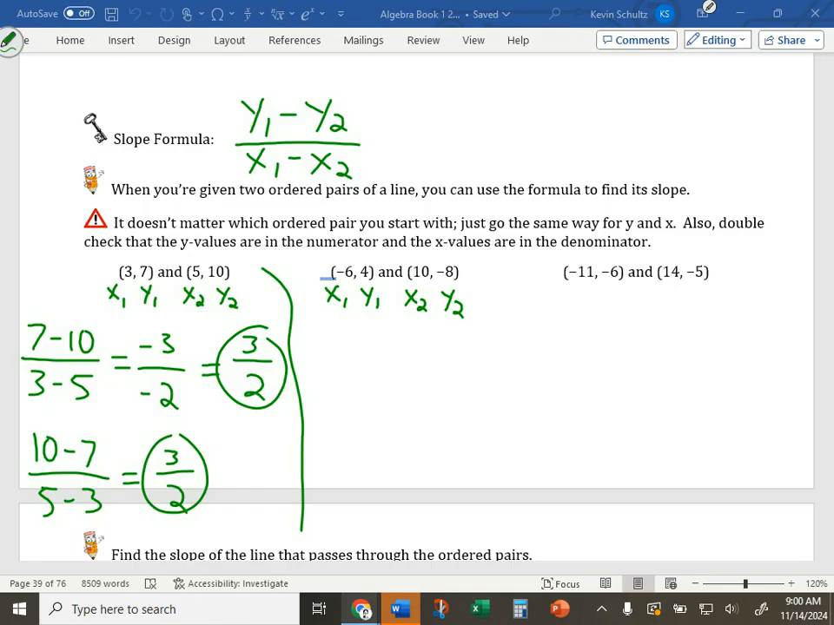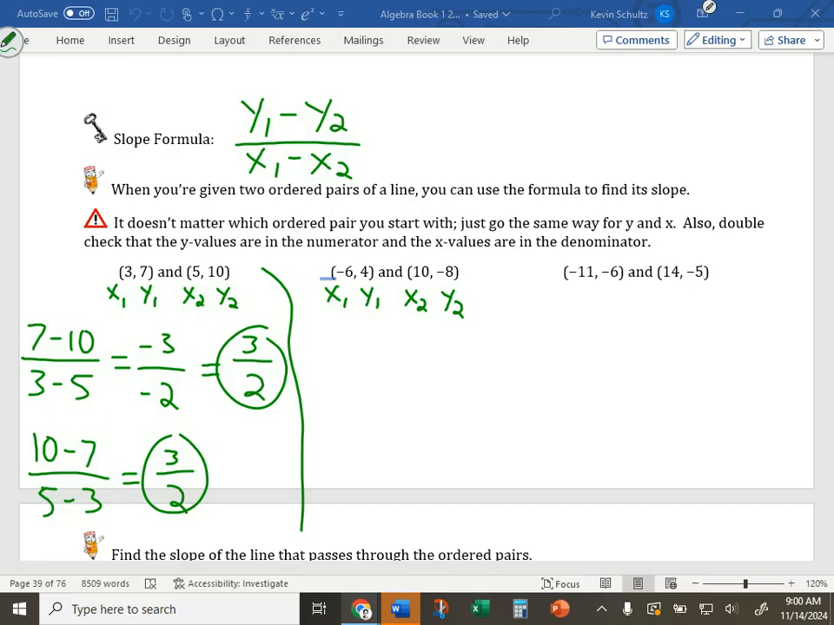Will, what'd you get for your slope? Negative 3 over 4 is what Will got. Do we have a second on that? I got 3 over negative 4. Is that possible? Yes, it is possible. Just hold on before you start jumping all over again.